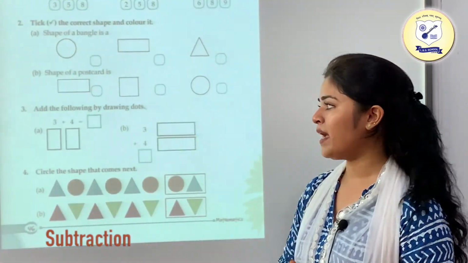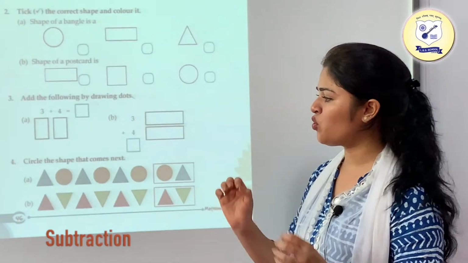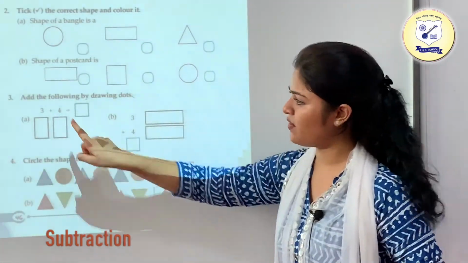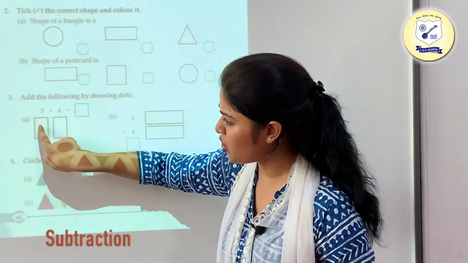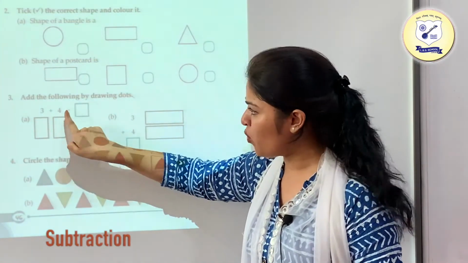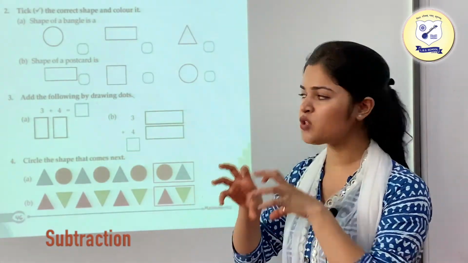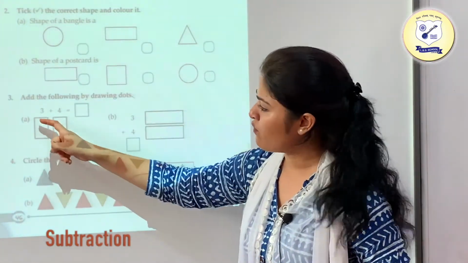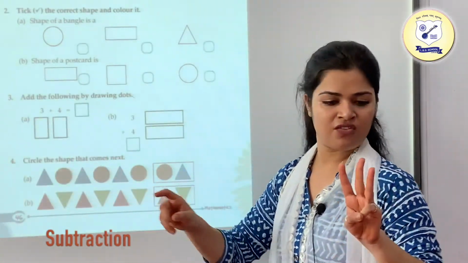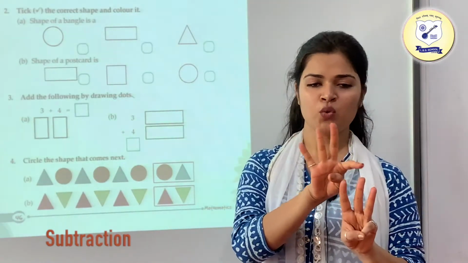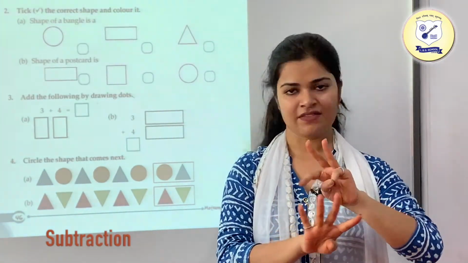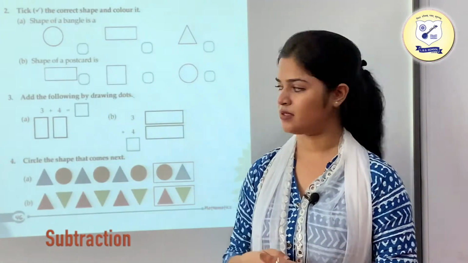Add the following by drawing dots. What you need to do is we are just going to draw a few dots. Like we are having 3, so we are going to put 1, 2 and 3 dots. For 4 we are going to put 4 dots, 1, 2, 3 and 4. After adding these dots, what you are going to get is 7. 3 from this and 4 from this. 3 plus 4, 1, 2, 3, 4, 5, 6 and 7. So 7 is going to be your answer.